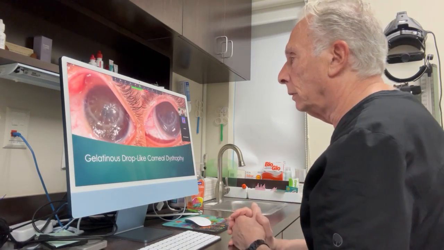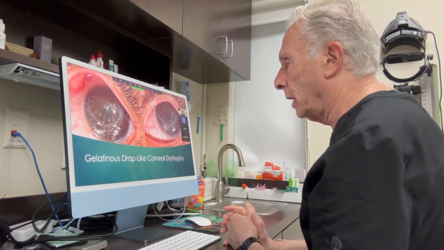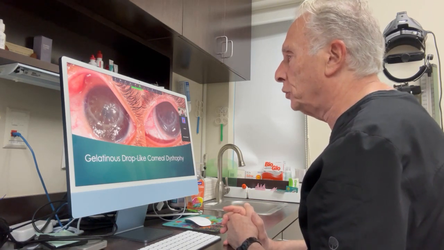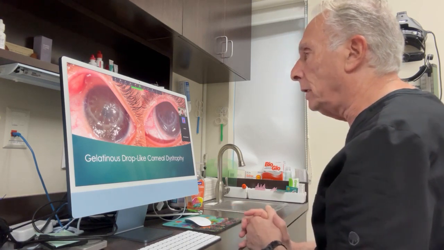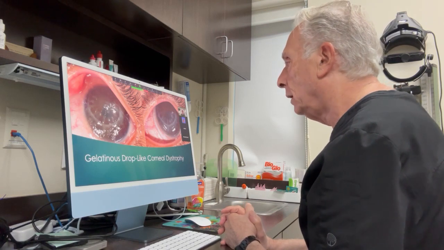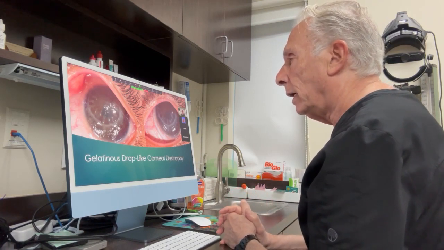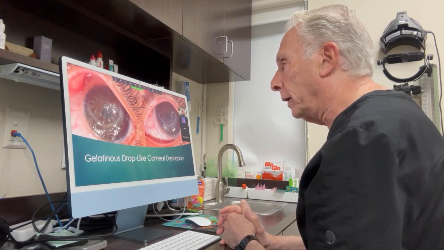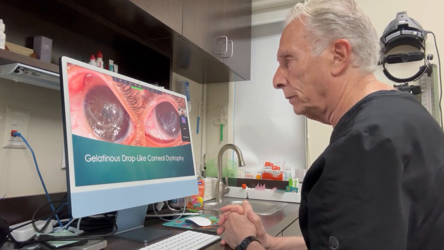This is a very, very rare condition known as gelatinous drop-like corneal dystrophy. It's genetic. There have only been a few cases like this documented in the world, mainly in Asia and principally in Japan. This patient visited us from the Middle East. And this is a young boy, 11 years old. This is after the second corneal transplant.